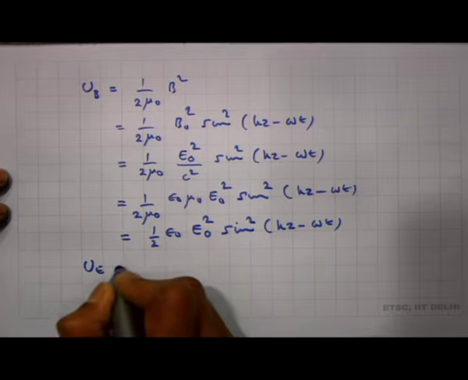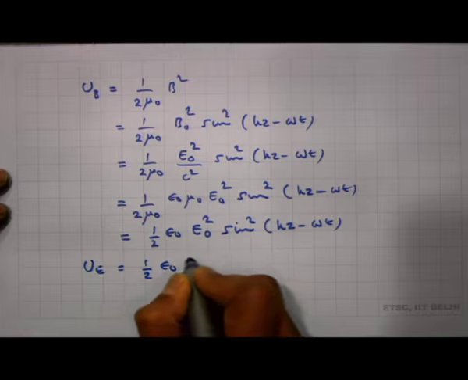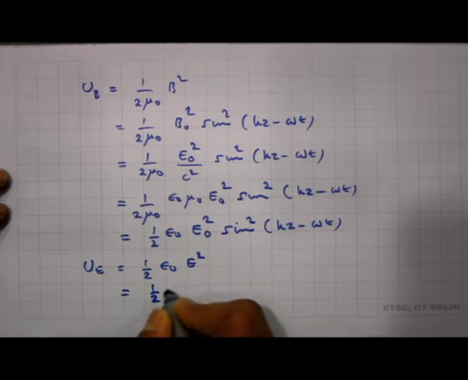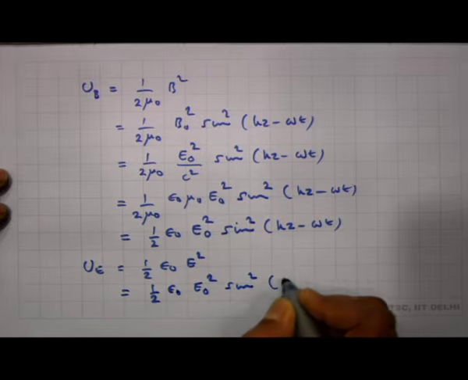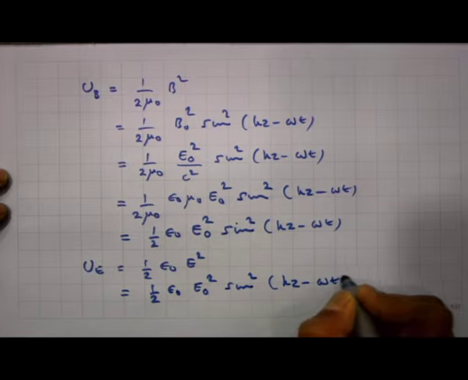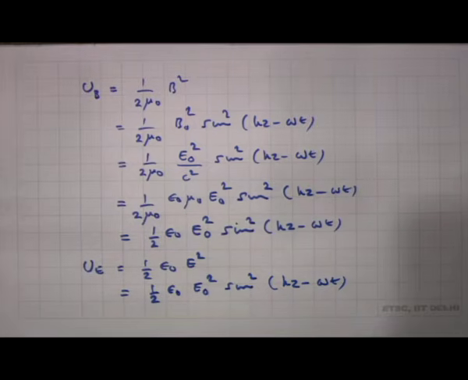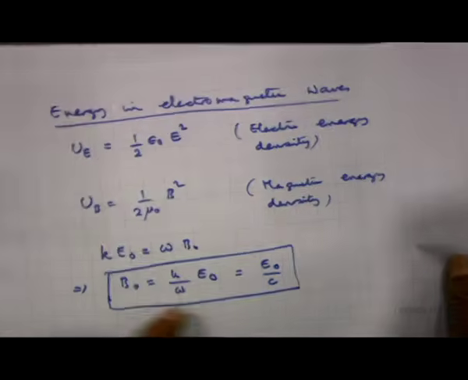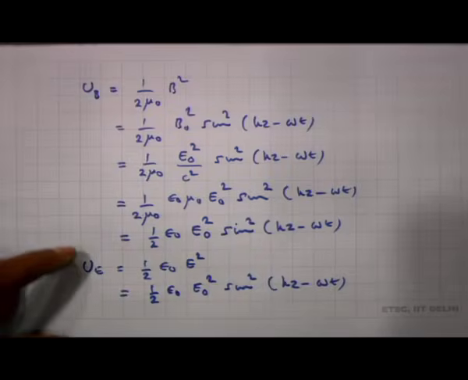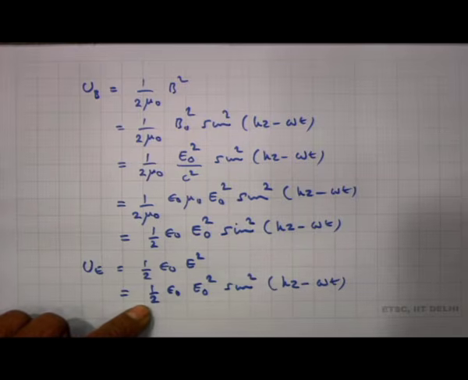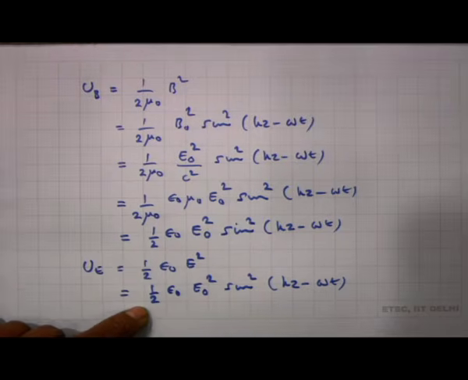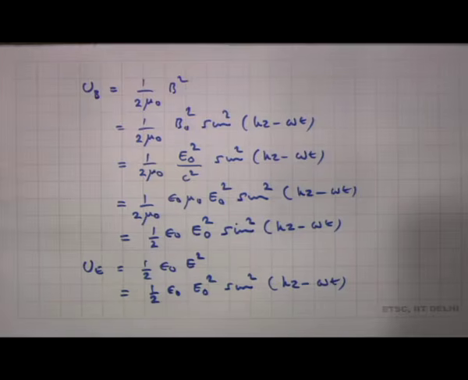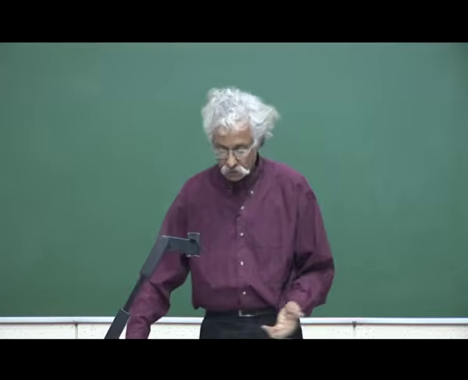The electric energy density is 1 by 2 epsilon 0 E square, which is nothing but 1 by 2 epsilon 0 E naught square sin square (k z minus omega t). So, you see that because of this relationship B naught is equal to E naught by c, what you find is the energy density of the electric field in the electromagnetic wave and the energy density of the magnetic field in the electromagnetic wave are exactly equal. Both are equal to half epsilon 0 E naught square sin square (k z minus omega t). So, the electromagnetic wave as it propagates is carrying this energy.